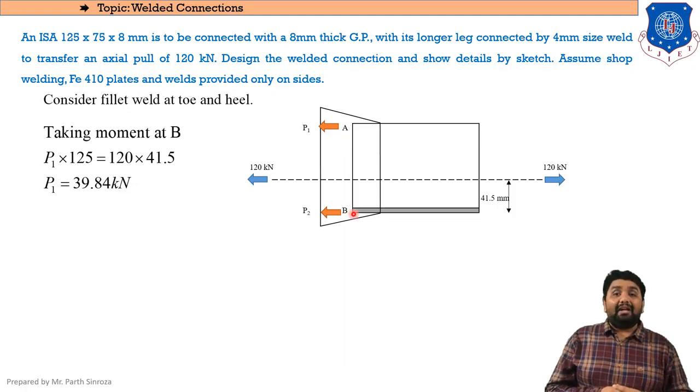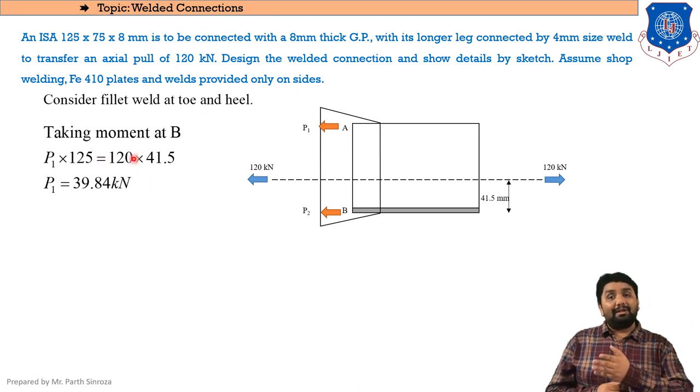As I have taken moment at B, the contribution of force P2 will be equal to 0. Why so? Because P2's line of action will be coinciding with the point B. So the perpendicular distance will be 0, and as we all know, moment is equal to force into perpendicular distance, so the moment due to P2 will be 0.